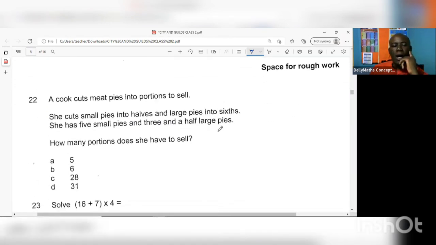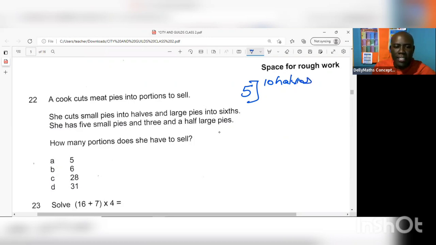Number 22, a cook cuts meat pieces, portions and sells. She cuts small pieces in half and large pieces in 6. She has 5 small, so 5 small. That's going to give us 10 halves, right?